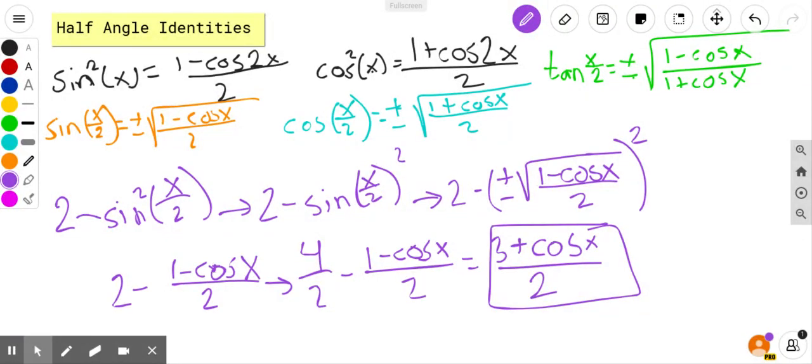Tomorrow you will work with some half angle identities, evaluating them like I did, and you're also going to work with simplifying trig expressions using the double angle, the half angle identities, and some power reducing ones. So it's going to be a fun day.